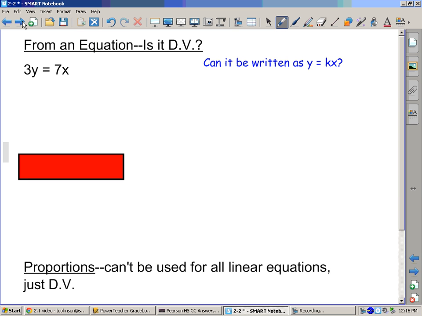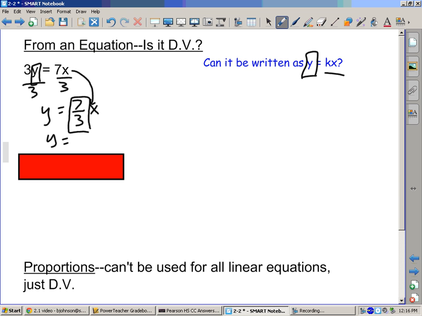Now, they're going to ask you, is it direct variation? And all you have to do is look at this little equation over here and try to get it to match. So if you notice, y is by itself, so I'm going to get y by itself over here. So I'm going to divide both sides by 3, and I get y equals 7/3 x. Now I put the x out to the side. You can put it either way, but this way separates it so you know exactly what k is. And so that's in the form y equals kx. So yes, it is direct variation.